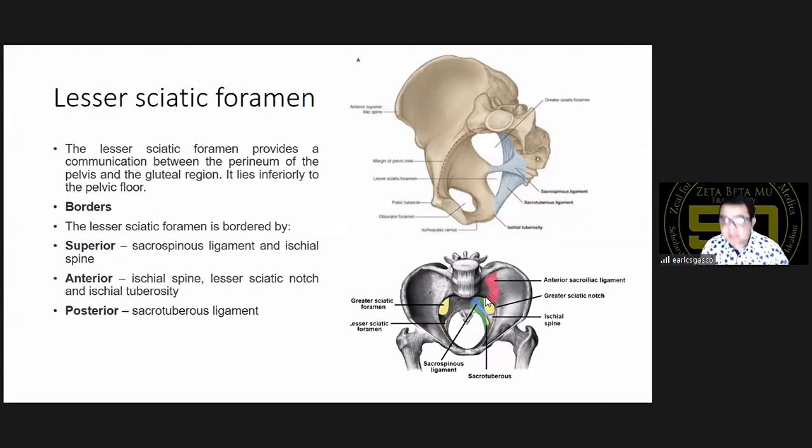Next, we have the lesser sciatic foramen, which is formed by the sacrospinous ligament, the sacrotuberous ligament, and the lesser sciatic notch. It provides a communication between the perineum of the pelvis and the gluteal region. So it lies inferiorly in the pelvic floor. The lesser sciatic foramen is bordered superiorly by the sacrospinous ligament and the ischial spine. Anteriorly, it is the ischial spine, lesser sciatic notch, and the ischial tuberosity. And posteriorly, we have your sacrotuberous ligament.